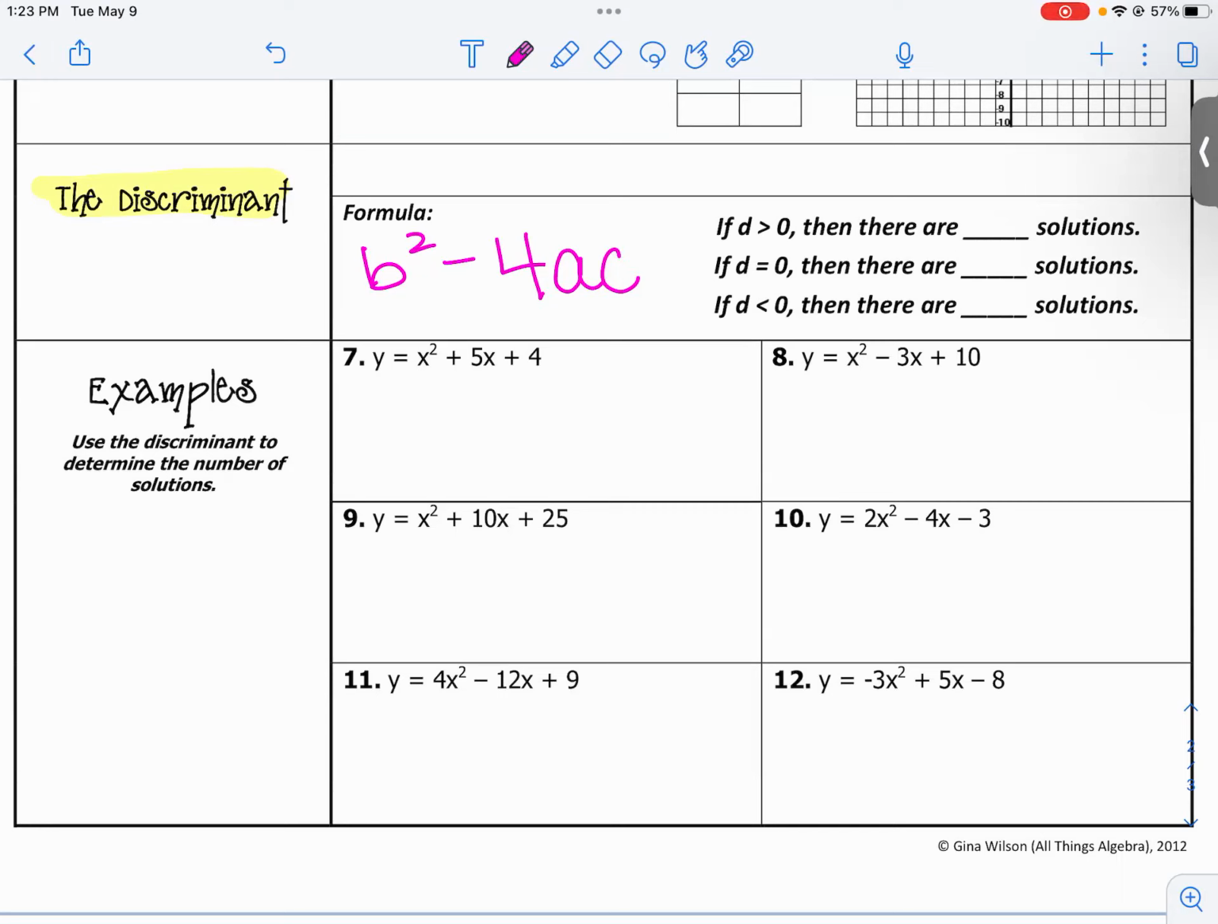This is part of a formula that we're going to learn on Friday, but this is a discriminant. If the discriminant is positive, then there are 2 solutions. If the discriminant equals 0, there is 1 solution. And if the discriminant is negative, then there are no solutions. Write that down.